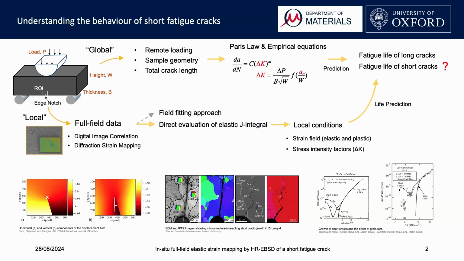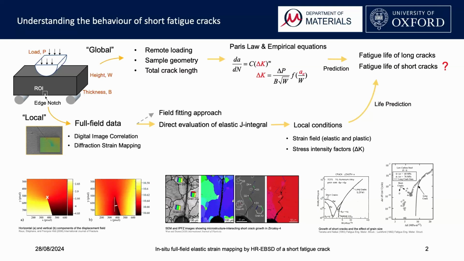In fatigue studies, we often use the stress intensity factor range delta K as a primary driving force in Paris law to predict fatigue life. Empirical equations to calculate the stress intensity factor range delta K often rely on global conditions such as remote loading, sample geometry, and total crack length. However, this gets tricky with short fatigue cracks because these cracks are known to behave differently from long cracks, due to their interaction with the surrounding microstructure.